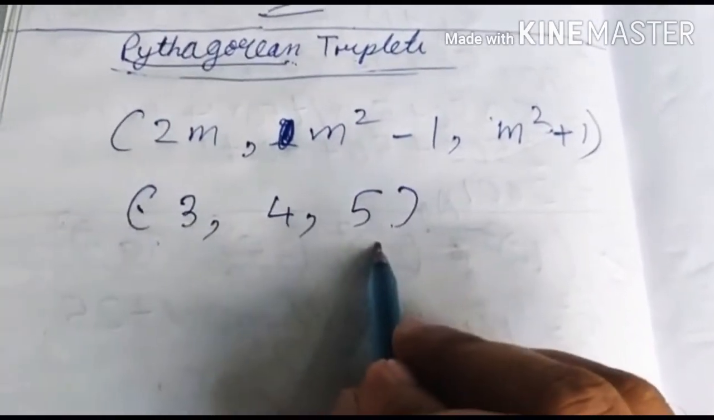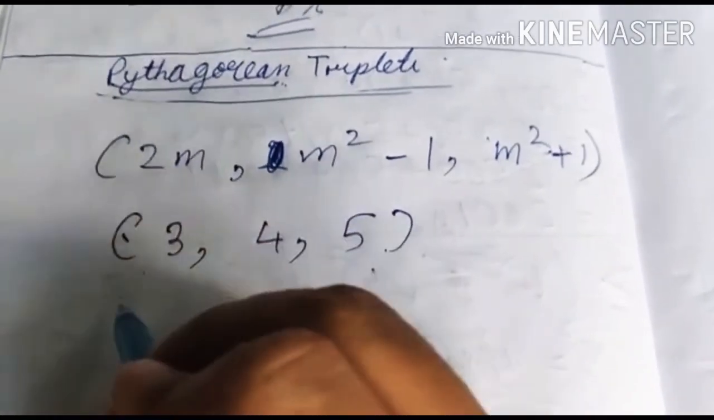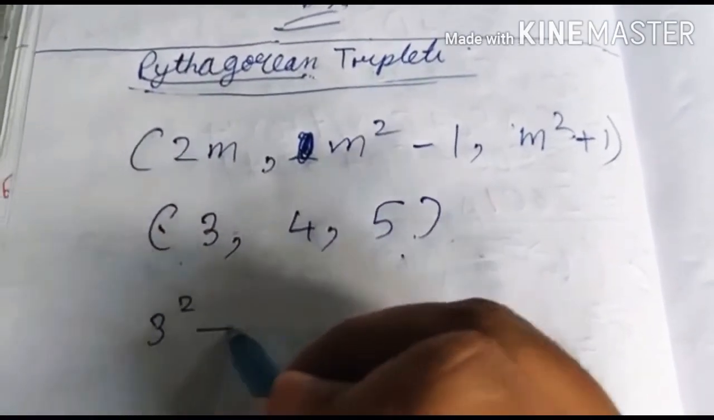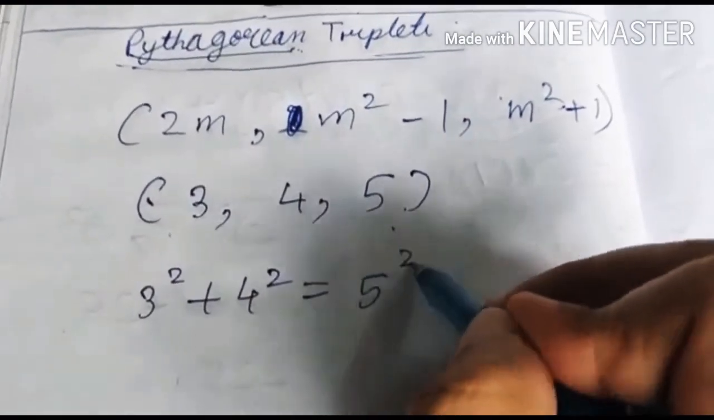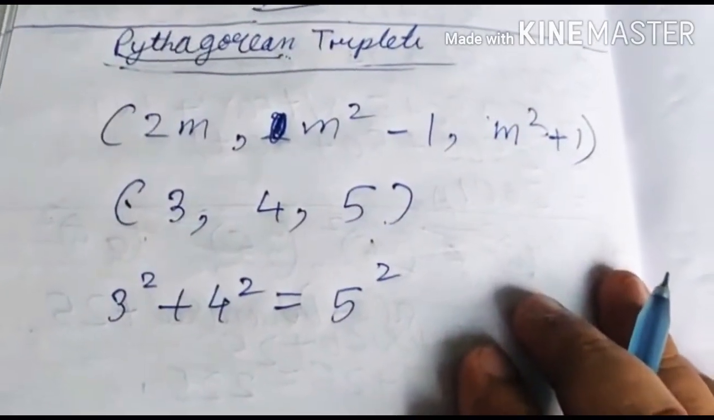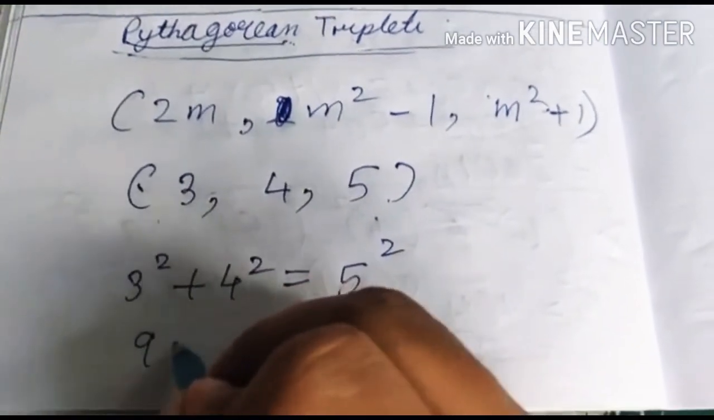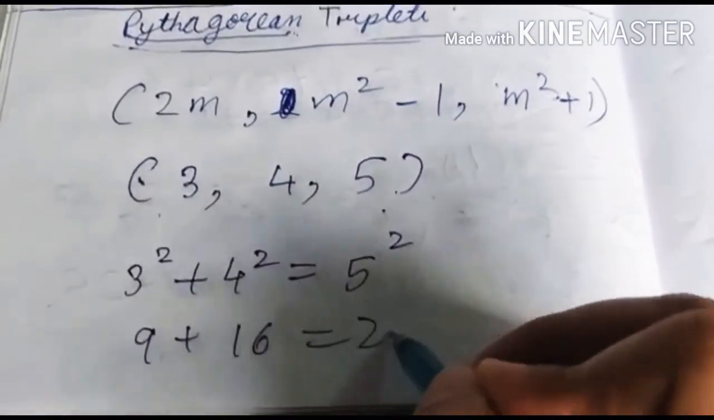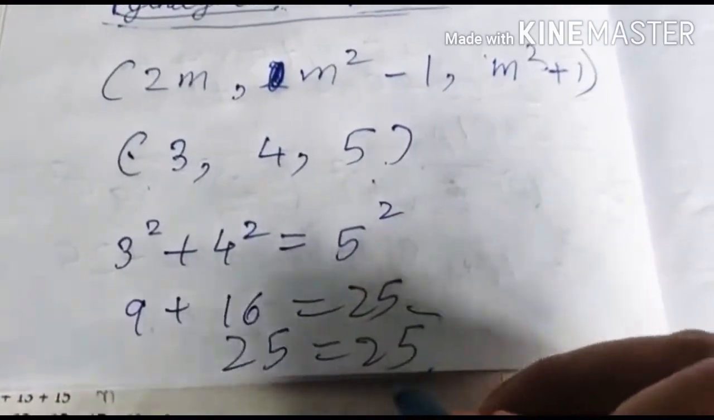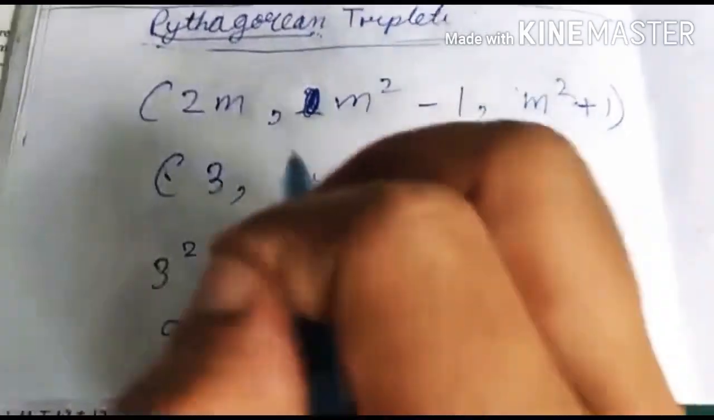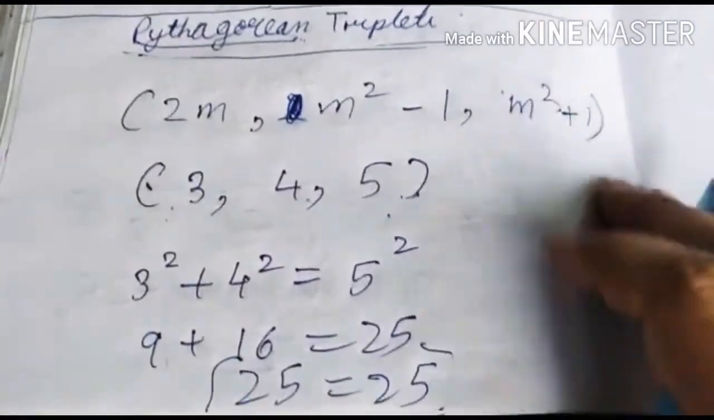For this set, we can say that 3 square plus 4 square will always equal 5 square. It means 9 plus 16 equals 25. So 25 equals 25. See, it is coming equal. So 3, 4 and 5 is a Pythagorean triplet.